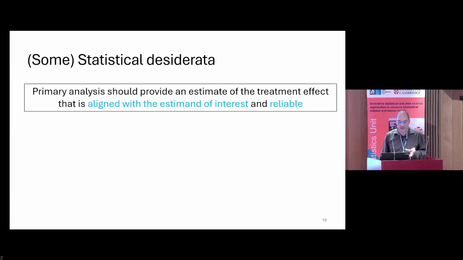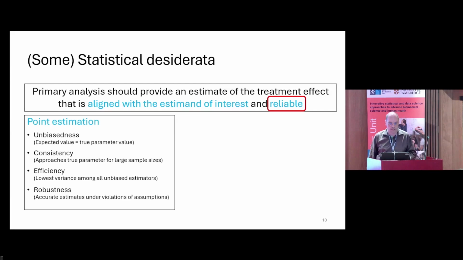Now, I'm not going to talk about estimands and estimand-aligned estimation. The whole day I didn't hear the word estimand. That's fine, but I will focus on reliability for now. What does reliable mean? So how could I characterize a point estimate? What are the desiderata for point estimation?